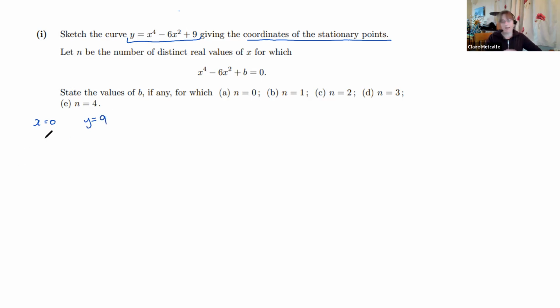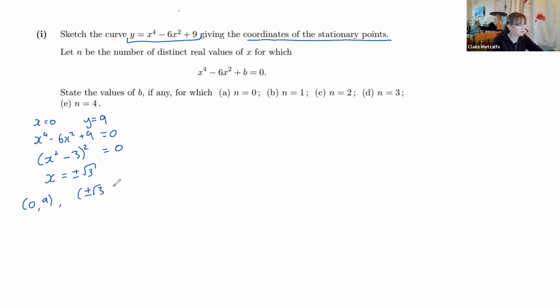Where it crosses the x-axis, we know y equals 0. So that gives me x to the power 4 minus 6x squared plus 9 equals 0. This is actually a perfect square, so I can write this as x squared minus 3 all squared equals 0. This tells me that x is plus or minus the square root of 3. So I now know it goes to the points 0, 9 and plus or minus root 3, 0. So those are the points where it crosses the axes.